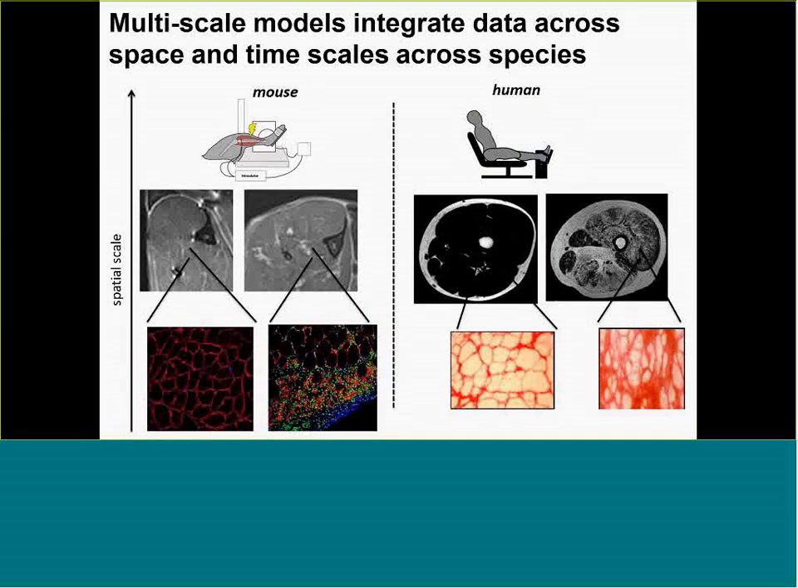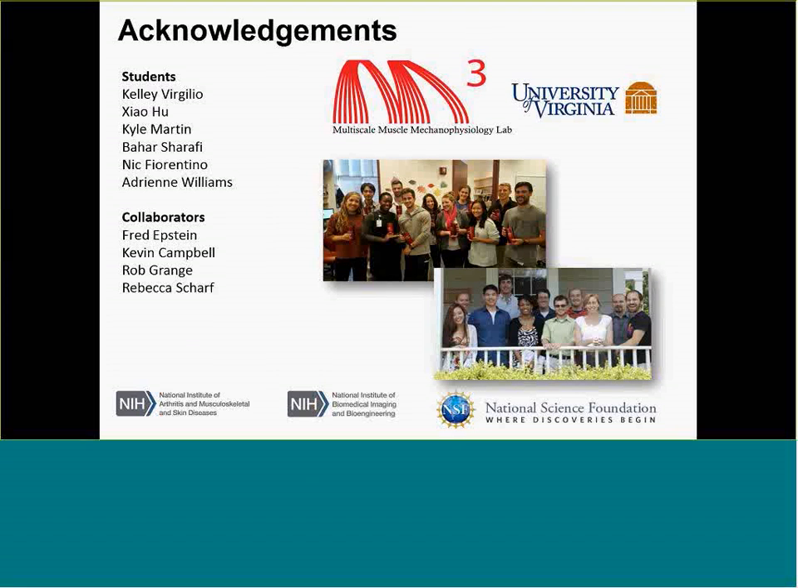So ultimately, we're integrating a lot of different data types for mouse and human and across scales. So one of our challenges is integrating that all. And we're using this for validation. We have a talk on model credibility at the end of the day on Friday, where we'll talk a little bit more about our validation procedures.